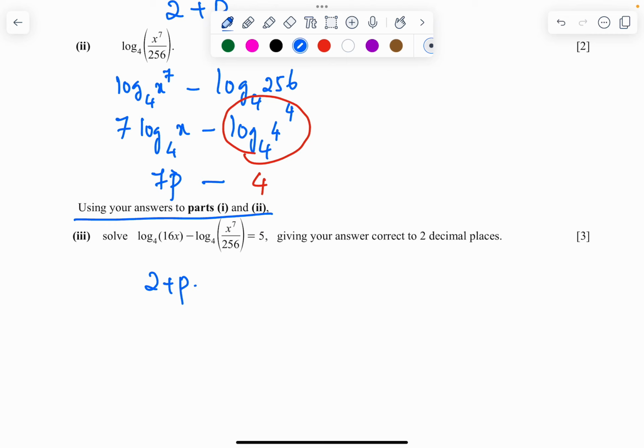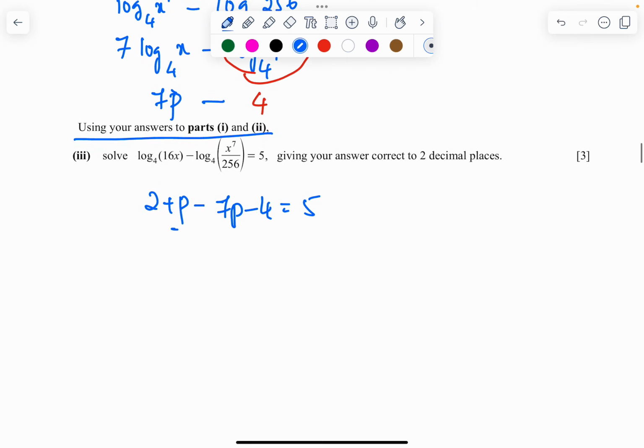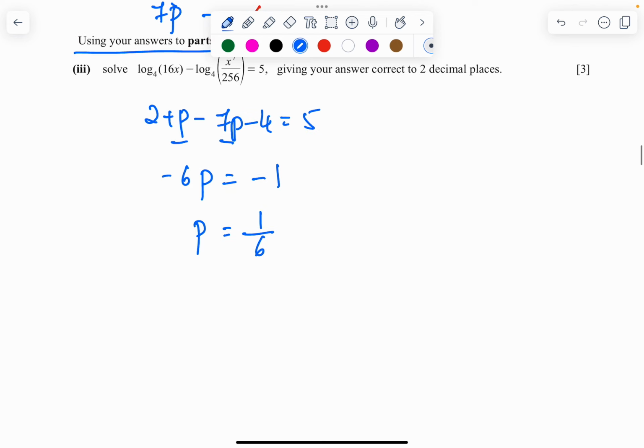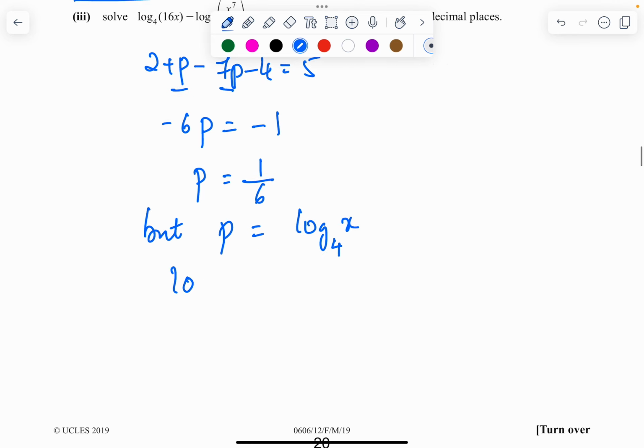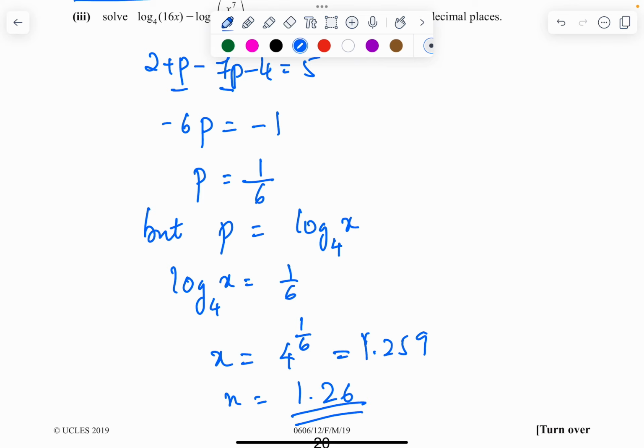Then hence, using your answers in part A and part B, equal to 5. So negative 6p equal to negative 1, p equal to 1 over 6. But we know that p equal to log base 4 x. So I will write log base 4 x equal to 1 over 6, x equal to 4 to the power of 1 over 6, which gives us 1.259, 3 significant figures 1.26.